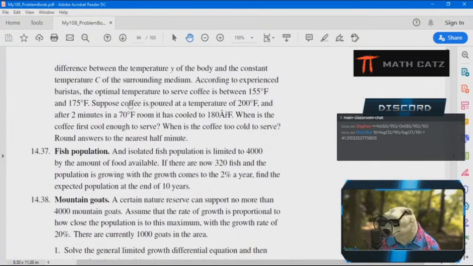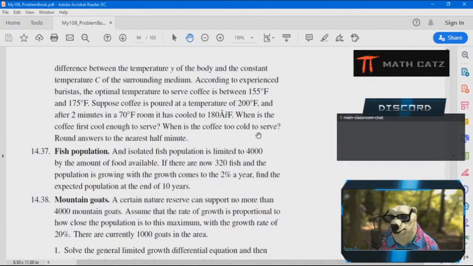So here, according to experienced baristas, the optimal temperature to serve coffee is between 155 and 175. Suppose coffee is poured at a temperature of 200, which will burn my mouth, and after 2 minutes in a 70-degree room, it is cooled to 180. That extra information gives me a way to find the cooling constant, let's call it, for this specific situation.